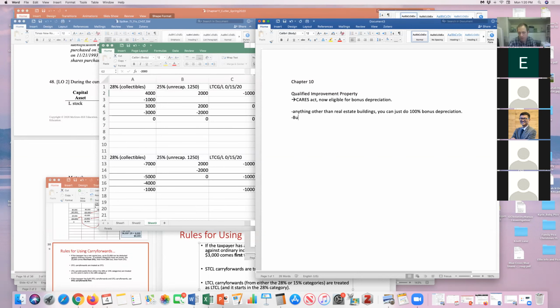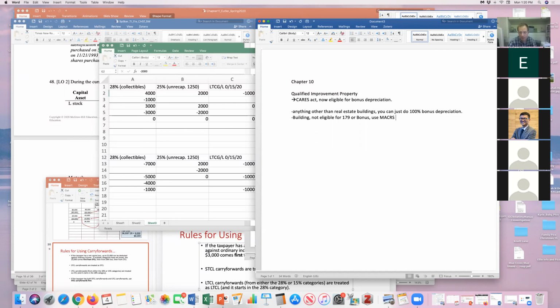But if it's a building, like a building used in a business or a rental property, the building itself is not eligible for 179 or bonus. So you have to use the regular MACRS depreciation. I'm just going to look at the table for either residential or non-residential real property and do that. So it's pretty simple.